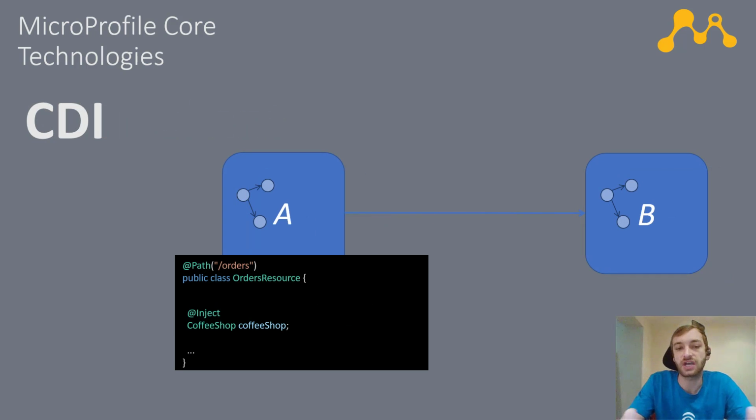CDI, Contexts and Dependency Injection, is quite a big topic, so I'm not going to go into too much about what that is, but essentially it allows you to manage the life cycle of some of your Java objects. And as you see here, we've just easily injected a Java object, CopyShop, into our class.